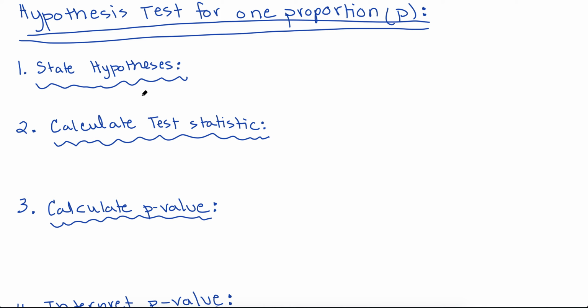So first step, state the hypotheses. So we have always 2 of these guys, our null and our alternative. And just as a reminder, the alternative is where our research claim goes.